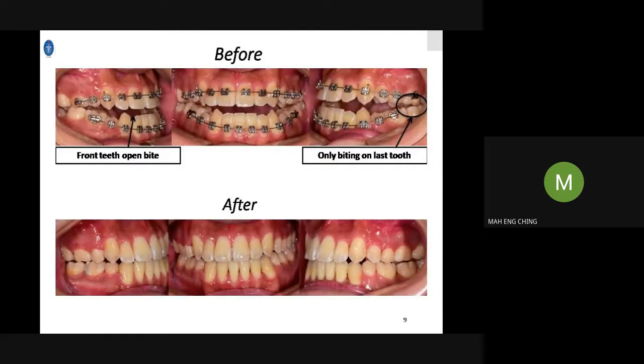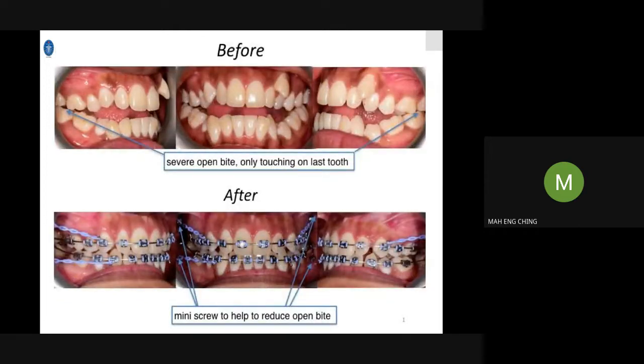Open bite. Traditionally, we have to do it with orthodontic surgery to close the open bite. Now with braces, we can do it with mini screws, so we can achieve a reasonable result. So same thing, open bite, only touching the 7. We can use the braces plus the mini screws, and we can achieve a reasonable result.